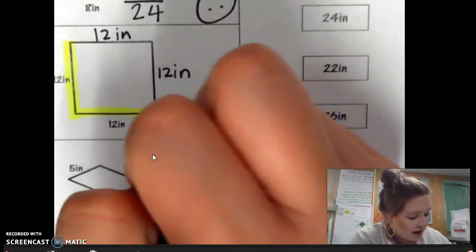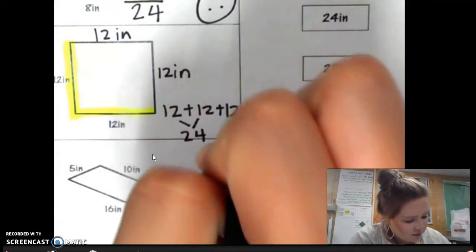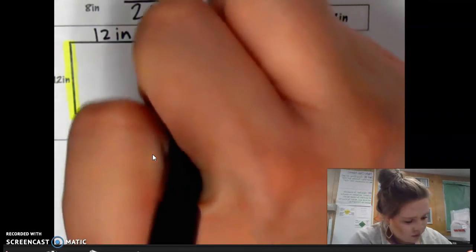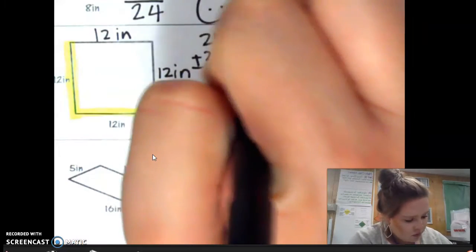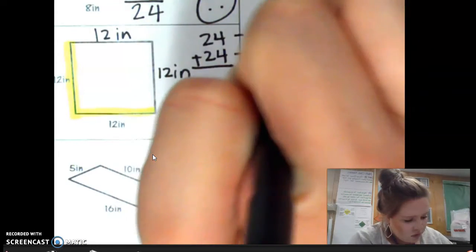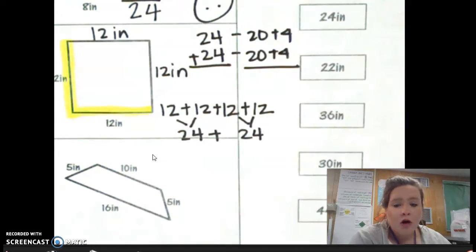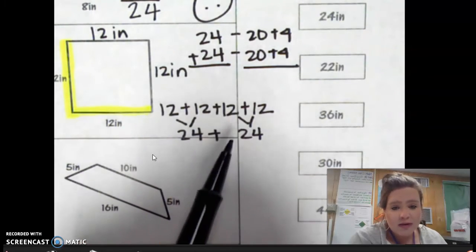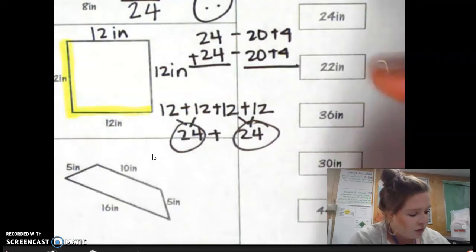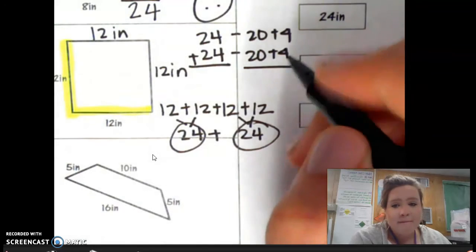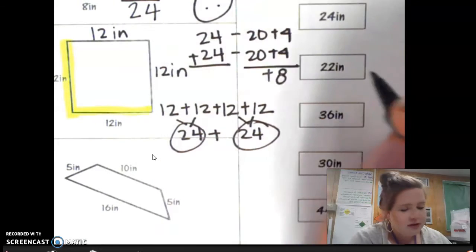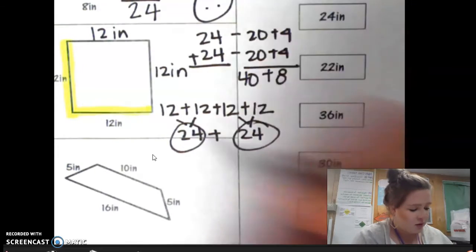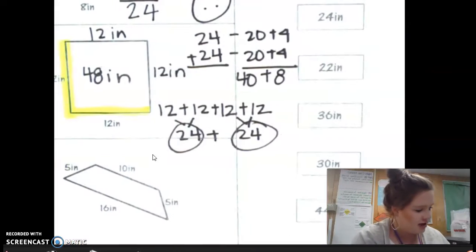Okay, I know that 12 plus 12 is 24. So I'm going to add 24 plus 24. All I did was add these 2 12s, and I know that's 24. And then if this is 24, the next 2 12s are going to be 24, and then I'm going to add 24 plus 24, which is 4 plus 4 is 8. 20 plus 20 is 40. Good. So the perimeter of this square is 48 inches.